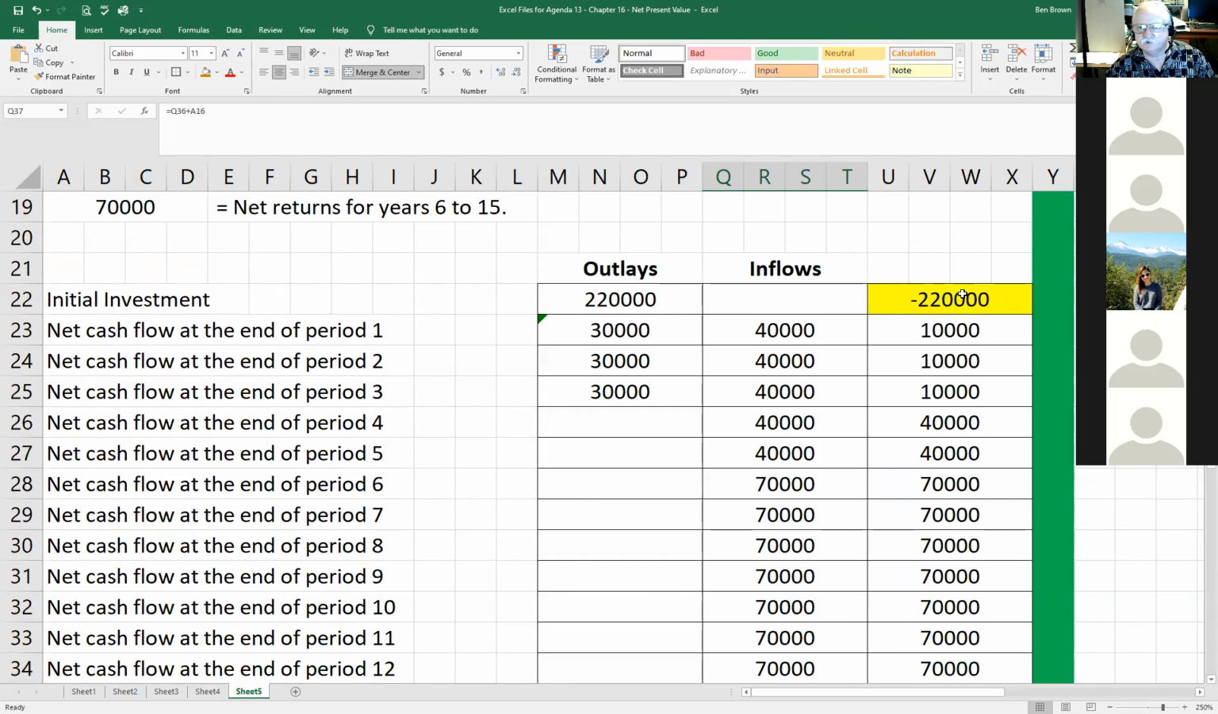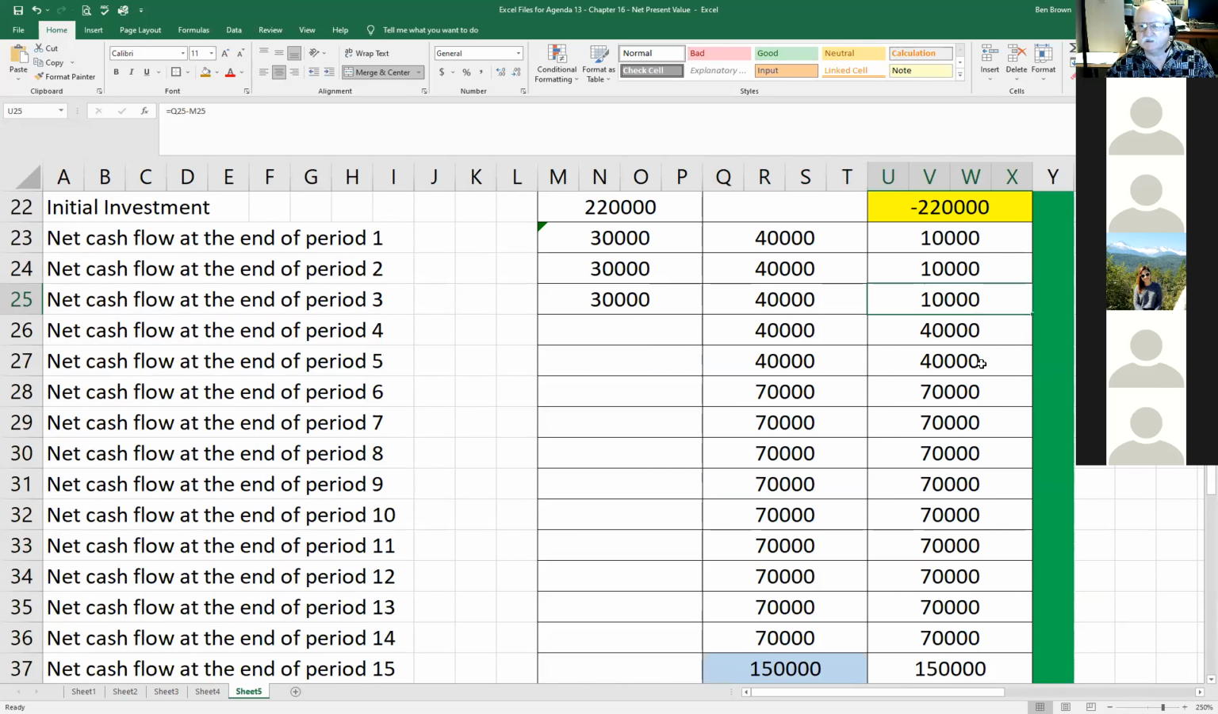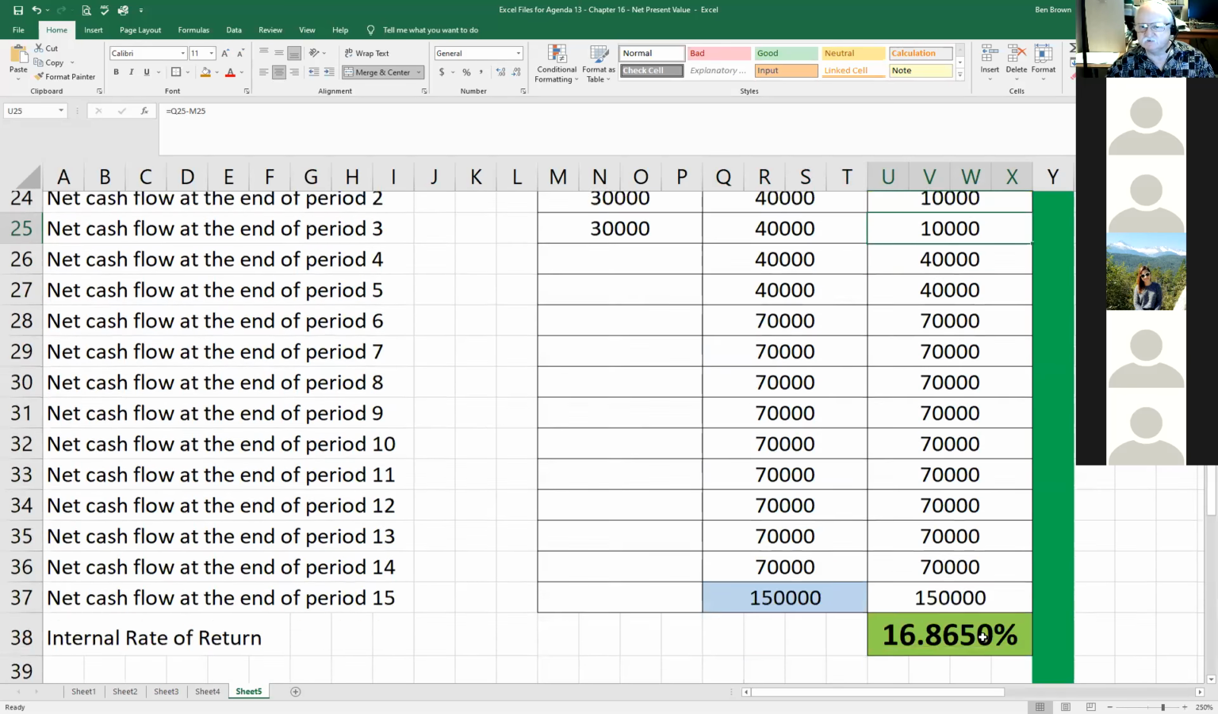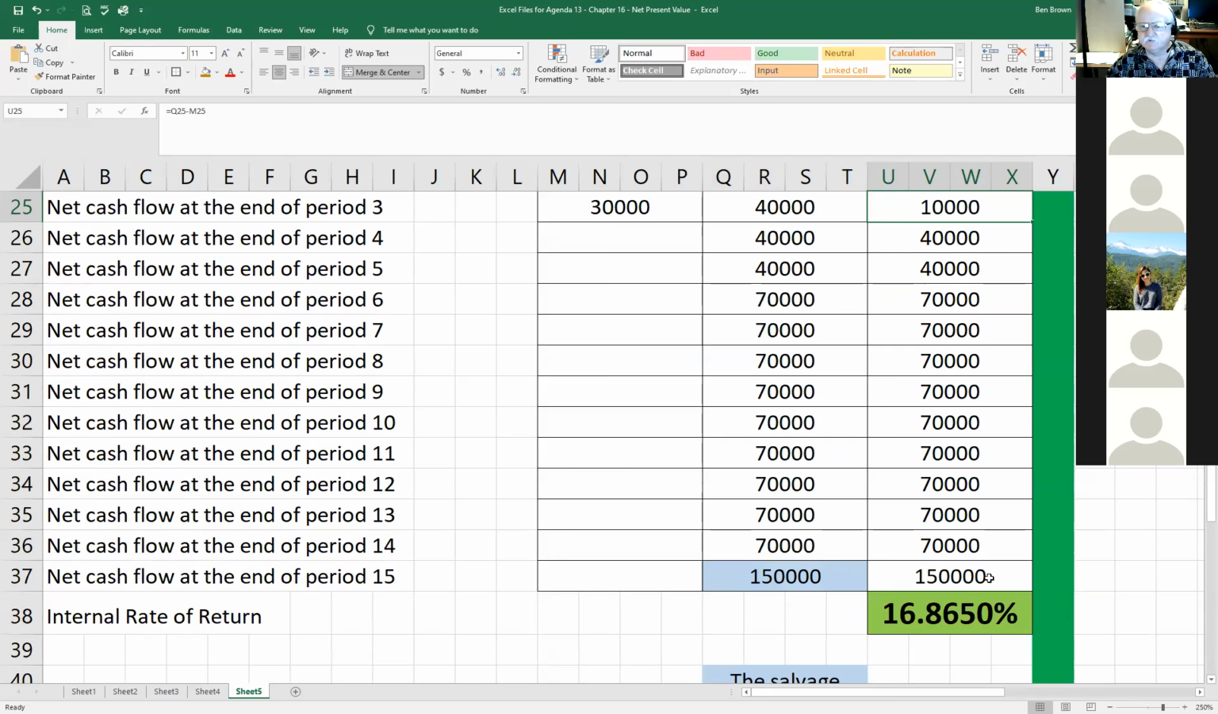So over here, we can figure out that the initial investment is 220,000 and the inflow is 40,000. The outlay is 30,000 for the first 3 periods or first 3 years. We're looking at 10,000. Then we get 40,000 for 2 years. Then we get 70,000 for another 9 years. And in the last year, we get 150,000.